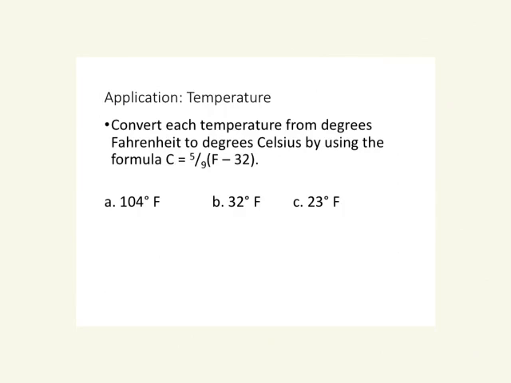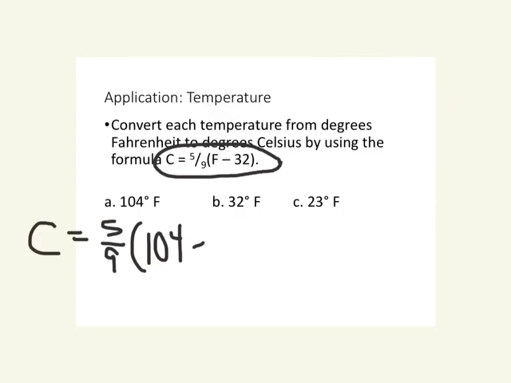Here's the application, and it's of temperature. So they give us the formula right here to convert from degrees Celsius to degrees Fahrenheit for temperature. So on the first one, A, they tell us that the Fahrenheit reading is 104. So we take 5/9 times 104 minus 32. Once again here, all I did was take the value they gave me and plug it into the formula. So 104 minus 32, that would come out to be 72.